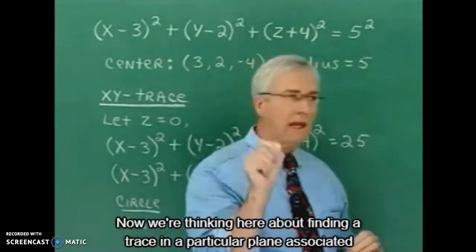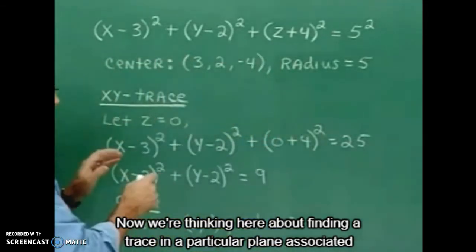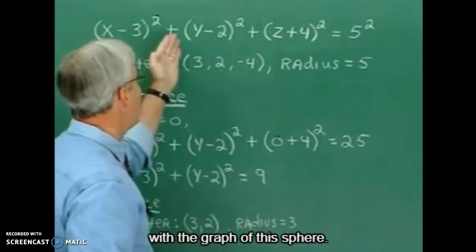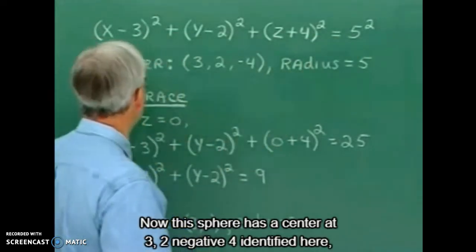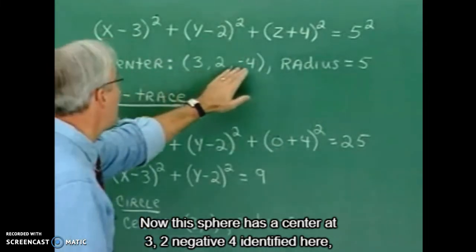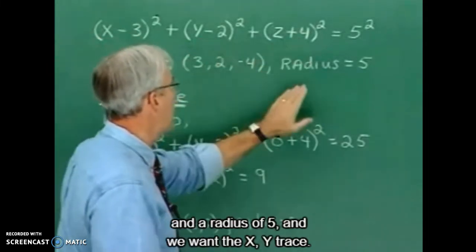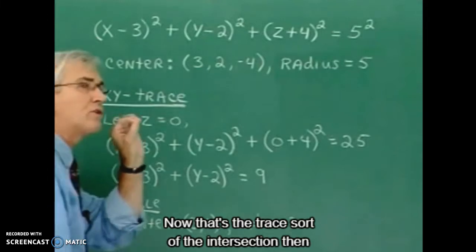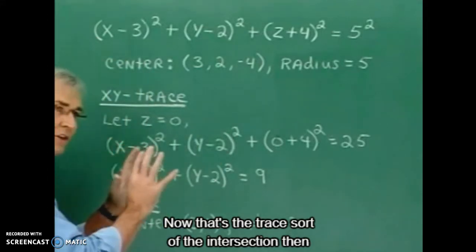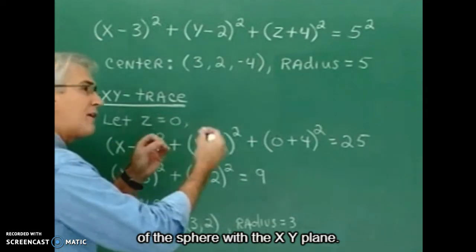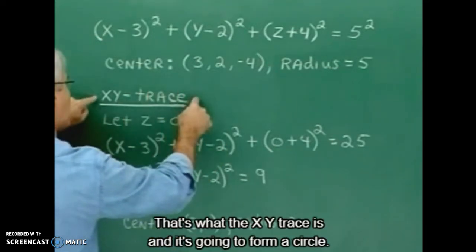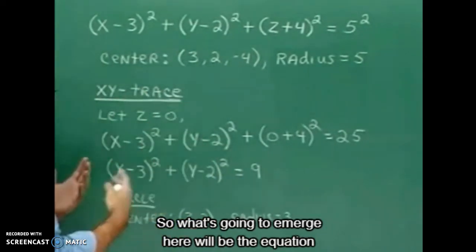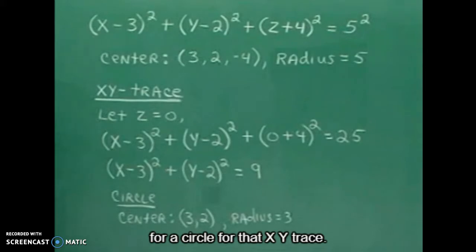Now, we're thinking here about finding a trace in a particular plane associated with the graph of this sphere. Now, this sphere has a center at 3, 2, negative 4 identified here, and a radius of 5. And we want the XY trace. Now, that's the trace, the intersection then of the sphere with the XY plane. That's what the XY trace is. And it's going to form a circle. So what's going to emerge here will be the equation for a circle for that XY trace.